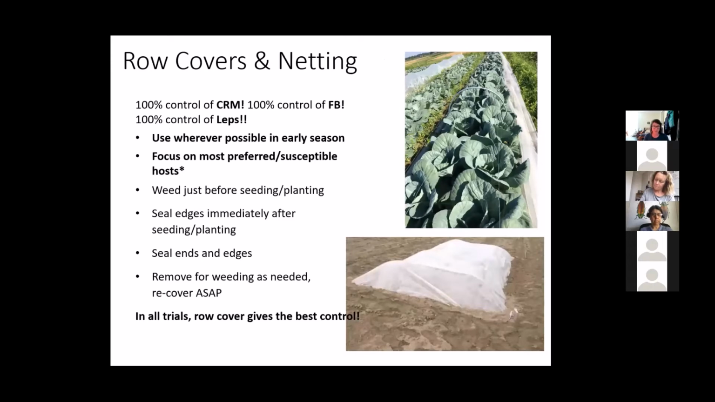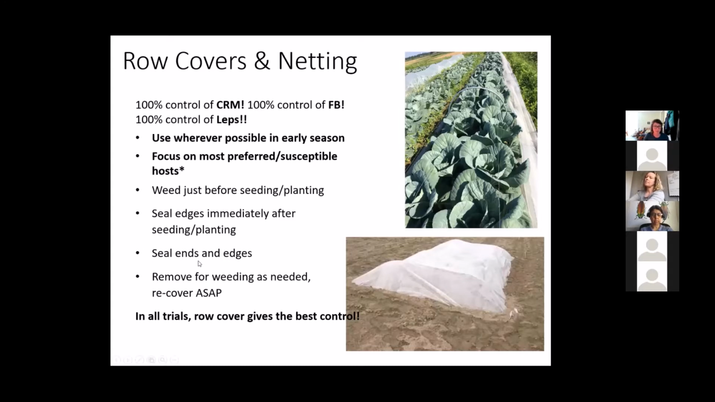And then once we get into the spring, I know you guys know to use row cover if you can, and it has its limitations, but we know from lots of studies, like Fruit just showed, you can get nearly 100% control of root maggot and flea beetle and lots of caterpillars. So we know that it's really effective. So use row covers and netting wherever possible in the early season. If you don't have enough cover or the capacity to cover everything, focus on the most preferred or the most susceptible hosts, and I'll talk about that in a minute.